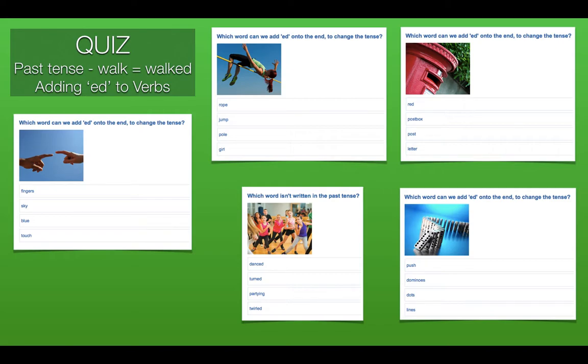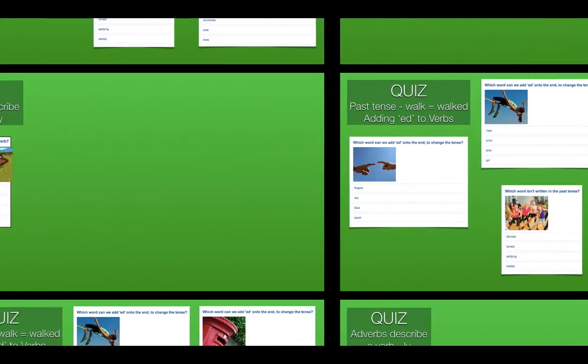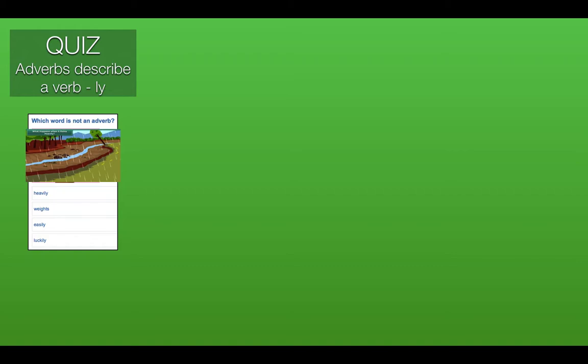And the next one, which word isn't written in the past tense? It is number 3, partying. All the other words have had ed added to them. So number 3, partying, is the word not written in past tense. And the last one should be number 1, pushed. So push is the present tense, pushed becomes the past tense. So those are past tense verbs.